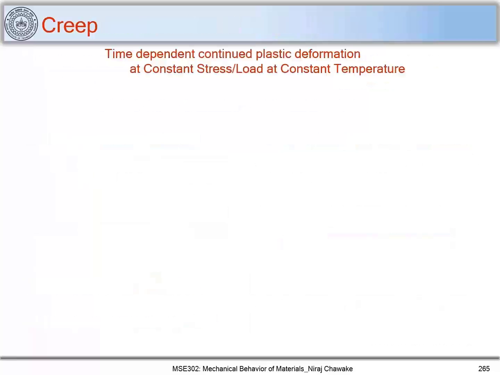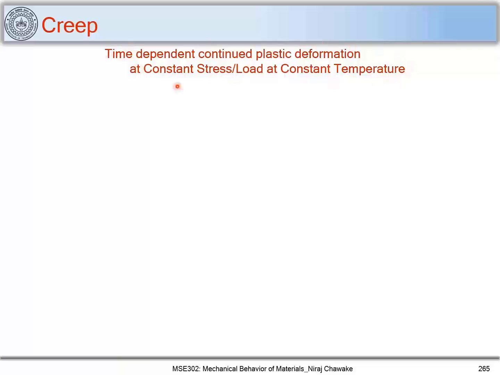And let's define what exactly creep is. In previous slides, you have understood that creep deformation is a time-dependent, continued plastic deformation. It is not an elastic deformation, it is a plastic deformation. What do I mean by plastic deformation? When I deform a material plastically, that means I cannot go back to its original shape. So this is a time-dependent continued plastic deformation which occurs more or less at a constant stress or constant load and at constant temperature. This is the definition of creep.